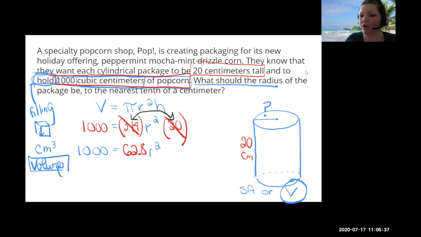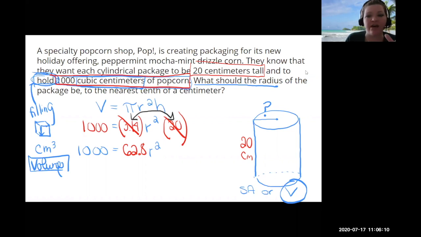Now be careful, guys. A lot of students would want to try to square this number. That square is not on the 62.8. That square is on the r. I cannot make this side any simpler. I can't square r because I don't know what r is. I can't multiply r squared by 62.8 because again, I don't know what r is. I am done with simplifying. It is time to start solving. It's time to start doing the work to get r alone.